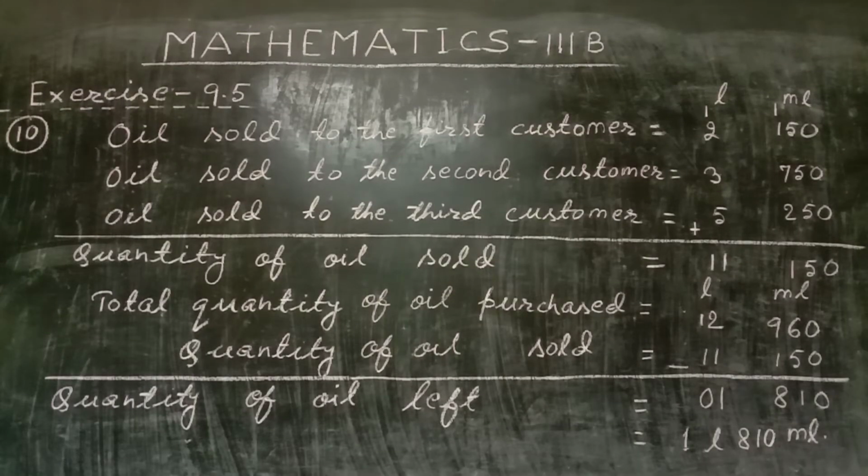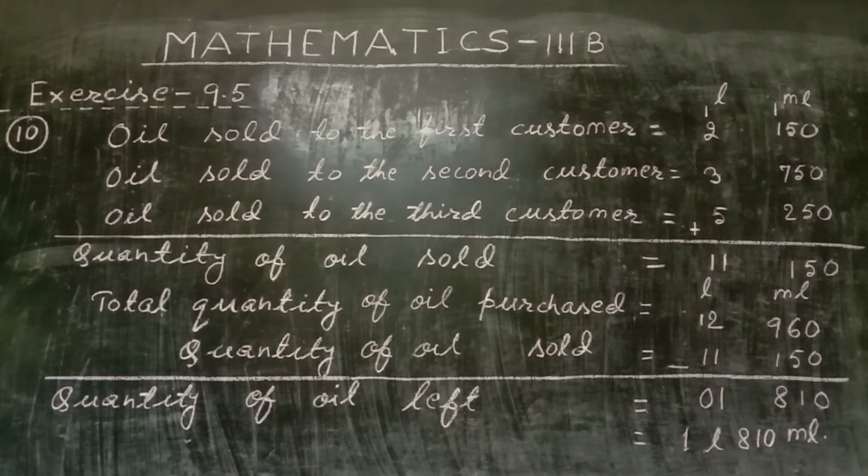Question number 10, that is the last question of this exercise. This question states that a shopkeeper had purchased 12 liter 960 milliliter of refined oil for his daily sales. He sold 2 liter 150 milliliter to the first customer, 3 liter 750 milliliter to the second, and 5 liter 250 milliliter to the third customer. How much oil is left in the shop?